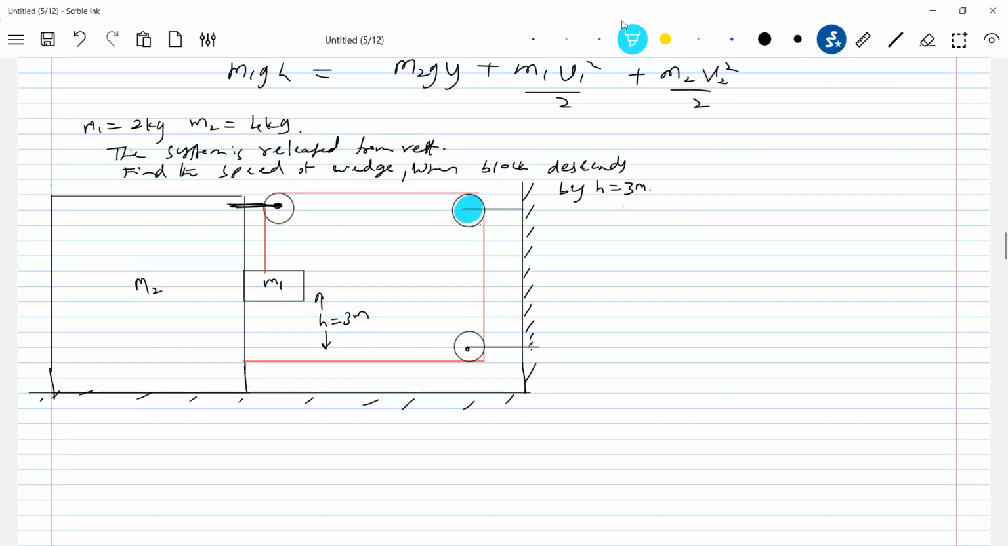Now, what are the other forces I'm slowly bringing in? The normal contact. There is a normal contact between the block and the wedge also. So what is the role of that normal contact is what we are trying to analyze here. Already you have come across such problems in laws of motion. Now the same numerical we are going to apply in a different way here.